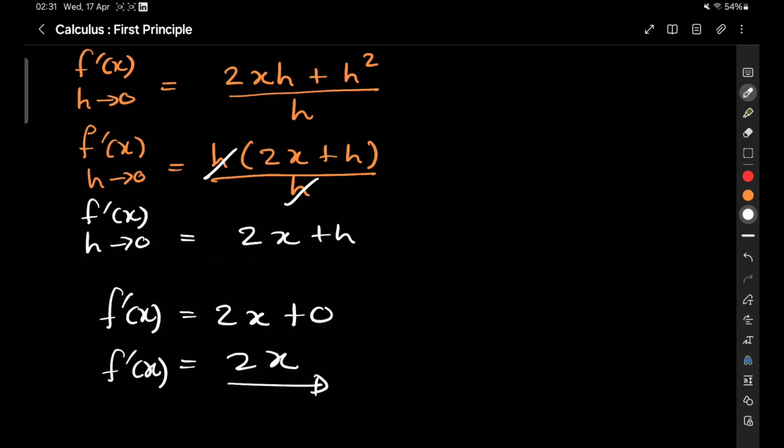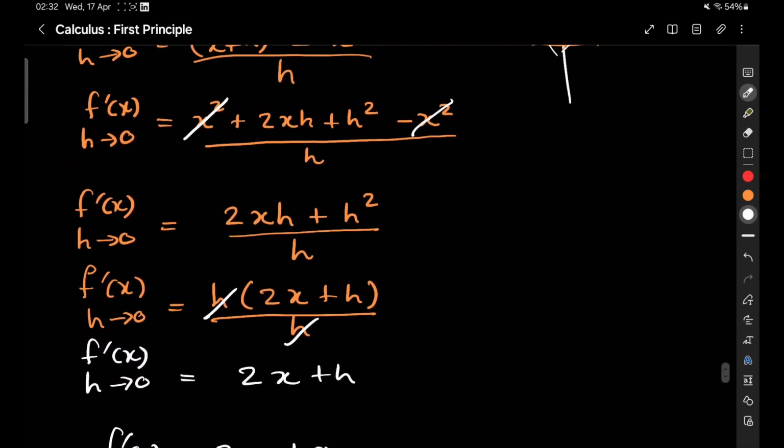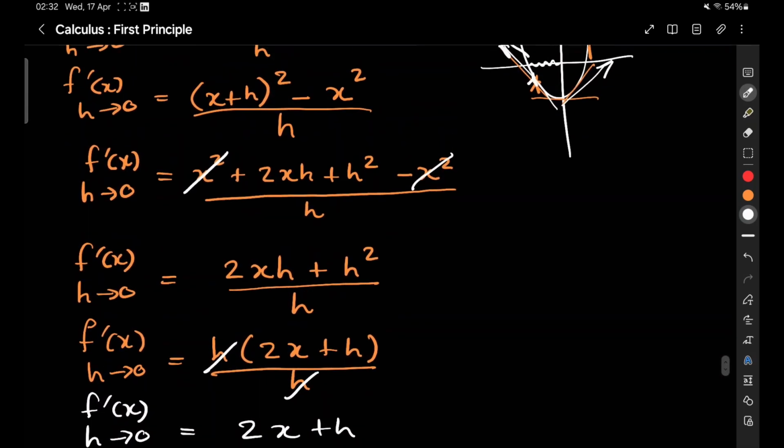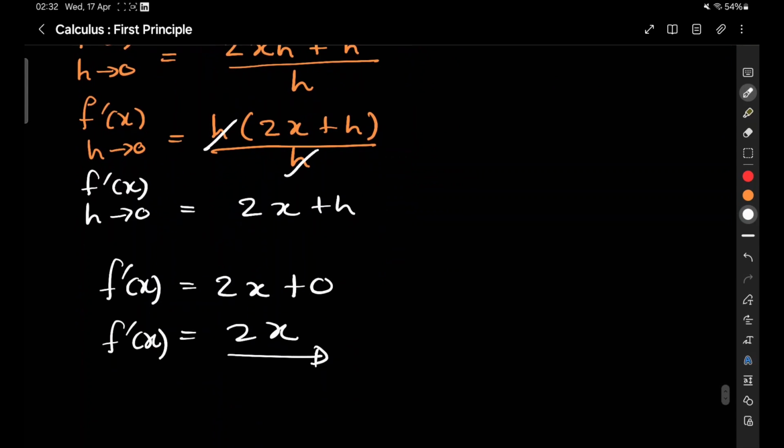So that is the power of calculus. It allows us to calculate the gradient at a point instead of needing 2 points and trying to calculate the average gradient like we always did in the past. So this is what we use. We use the first principle in order to calculate that. And we're going to try to do one more example to kind of integrate that knowledge.